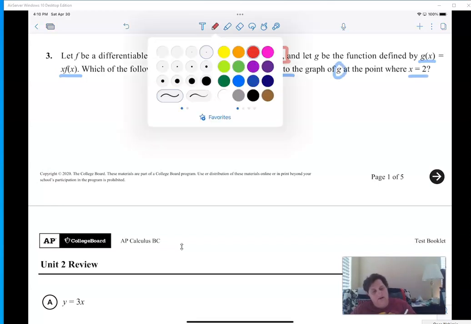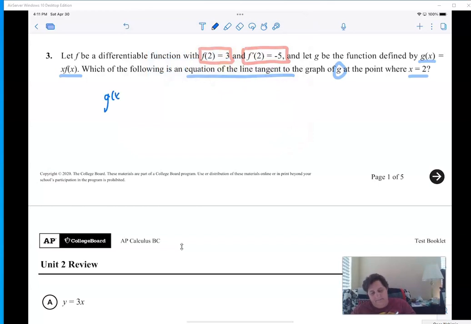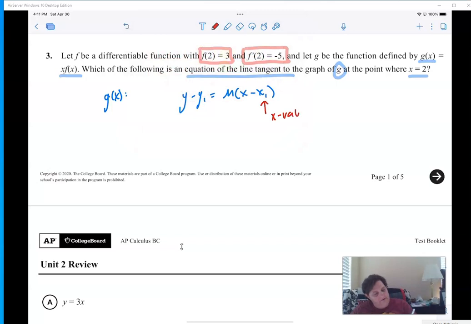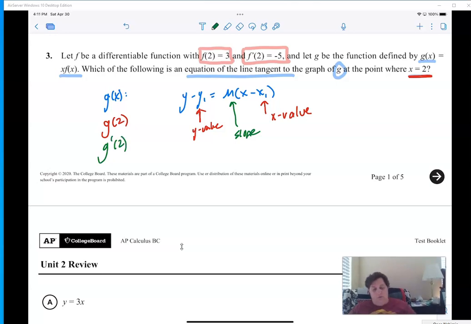Okay, you guys check this out. This is for the graph of g. Remember we go y minus y1 is m times x minus x1. And we have some things we've got to do here. This is my x value. That's easy because it's right here. All right. This is my y value. Since I'm looking at the graph of g, that's g of 2. Okay. This is my slope. And again, since slope is derivative, since I'm looking at the graph of g, that's g prime of 2.